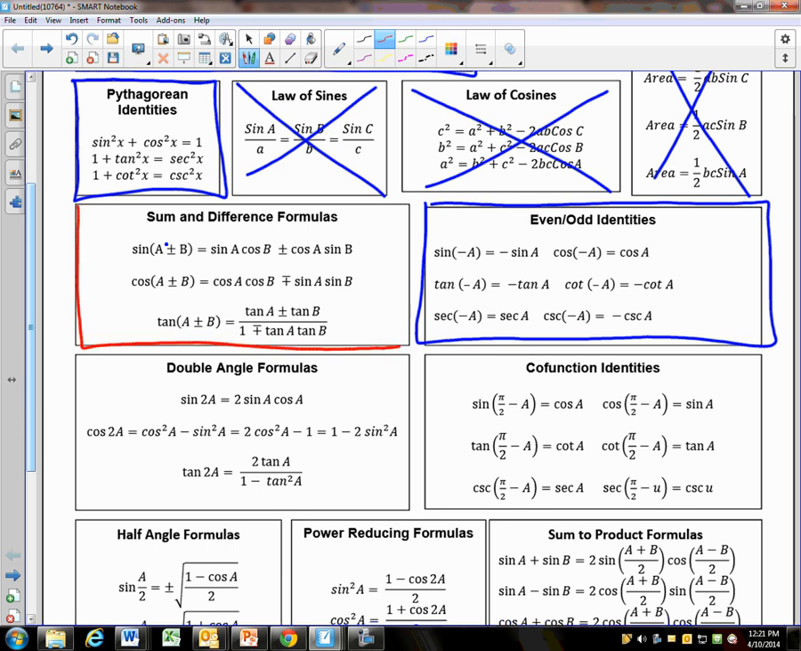this is where we live. Okay, so what's going to be really important is that when you get to your test, you know how to navigate this sheet and know what to look for. So we have to understand the purpose of sum and difference formulas and be able to find them.